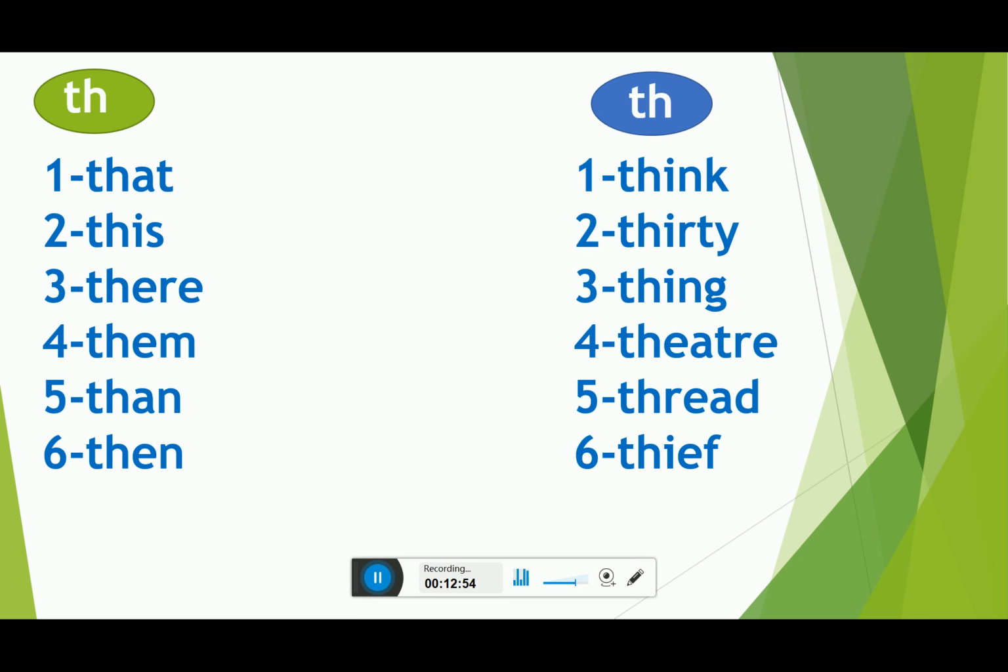Number 1, think. Number 2, thirty. Number 3, thing. Number 4, theater. Number 5, thread. Number 6, thief. Mariam, a little faster. Think, thirty, thing, theater, thread, thief. And the last time: think, thirty, thing, theater, thread, thief.